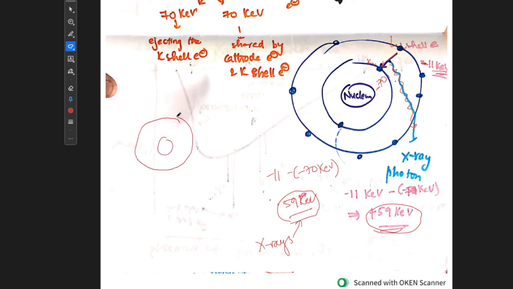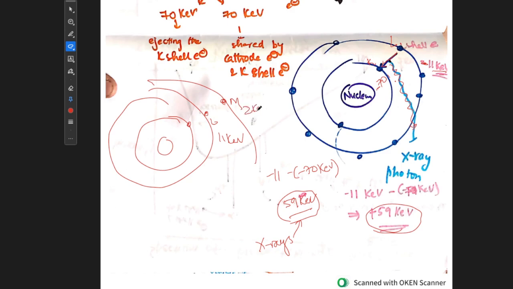Whereas when there is a transition of electrons from the M shell to the L shell: the L shell has minus 11 kilo electron volt of energy, whereas the M shell has minus 2 kilo electron volt energy. So when an electron transits from the M shell to the L shell, it is minus 2 minus of minus 11. That means 9 kilo electron volt of energy of X-rays is produced.